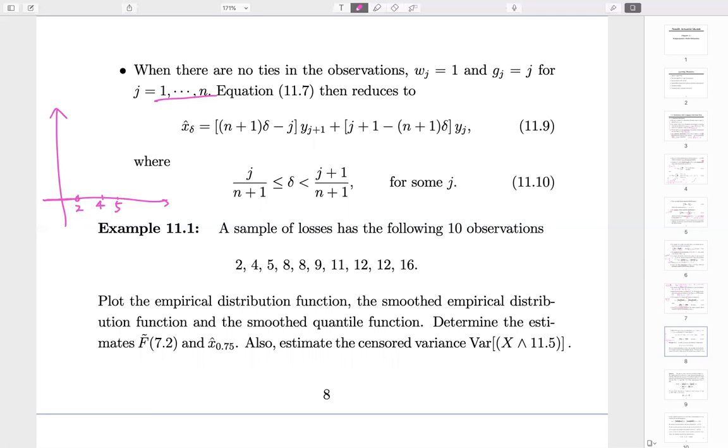So here it's empty, and then I will need to jump 10% or 0.1 because it has a single observation at 2. It will stay at 2 for some time until 4. And then at 4, it will jump again to 0.2. So here's 0.2. At 5, it will stay for some time. And then we go to 8.